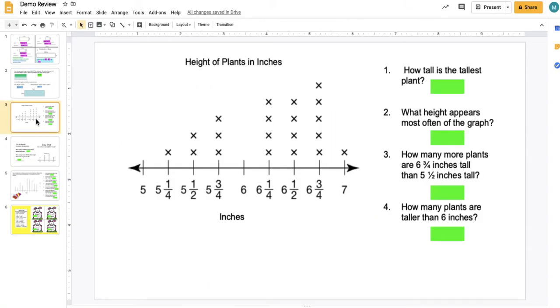When I move on to the line plot, how tall is the tallest plant? The tallest plant, this is 5 inches, this is 7 inches. We do have one plant that is 7 inches. The tallest plant is 7 inches.